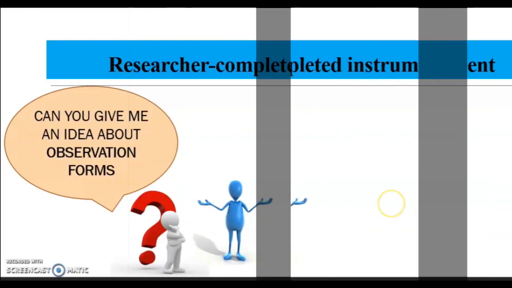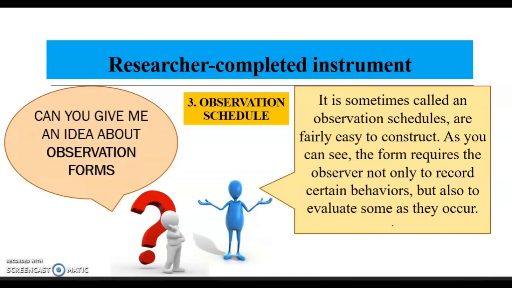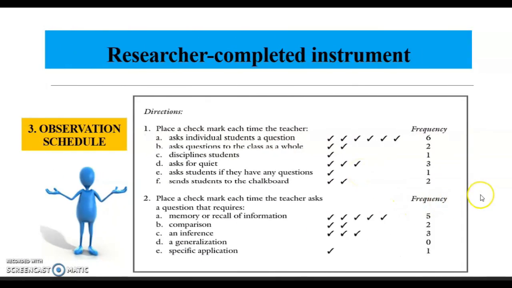Do you have any idea about observation forms? It is sometimes called an observation schedule, and is fairly easy to construct. As you can see, the form requires the observer not only to record certain behaviors, but also to evaluate some as they occur. For instance, a school head will conduct a classroom observation. He or she may place a check mark each time the teacher asks individual students a question, asks questions to the class as a whole, and many more. He or she may also record the frequency of the behavior.